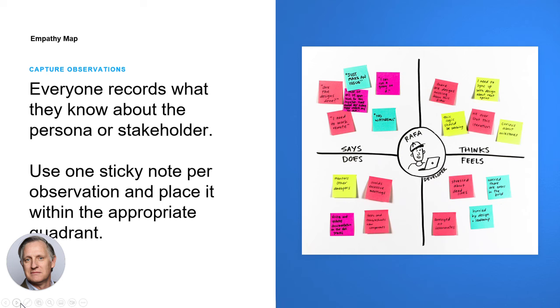Oh, by the way, it doesn't mean it couldn't be in both. And we'll talk more about what that means in a secondary video. But basically, says and does are things that you can observe, and thinks and feels are things that you imply or infer.